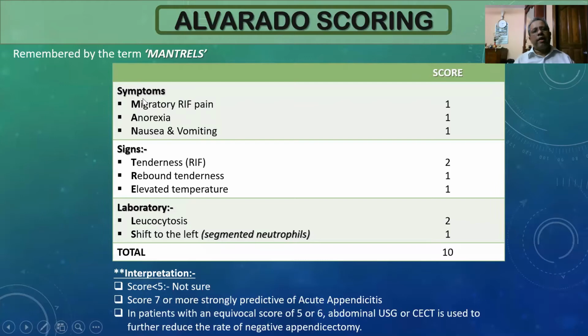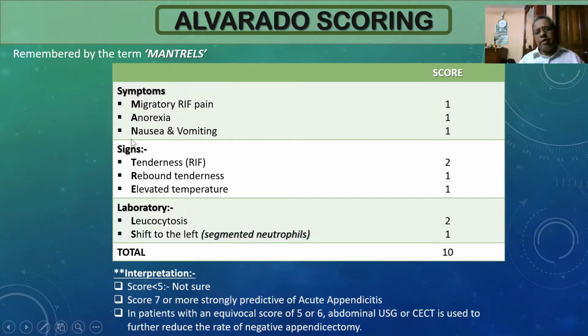You can take the points and give the marks: 1, 1, 1. If the patient has only nausea and vomiting, the score is 1. Migratory pain scores 2. If there is no anorexia, the score is 0. In that manner you can easily score the system. So from the symptoms: migratory right iliac fossa pain, anorexia, nausea and vomiting.